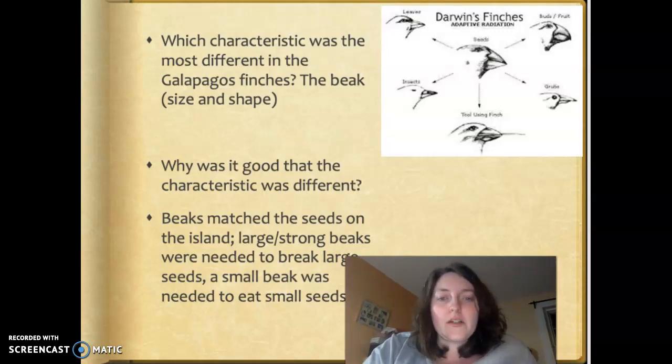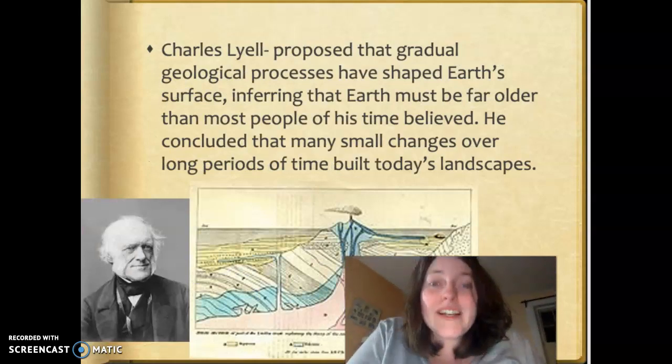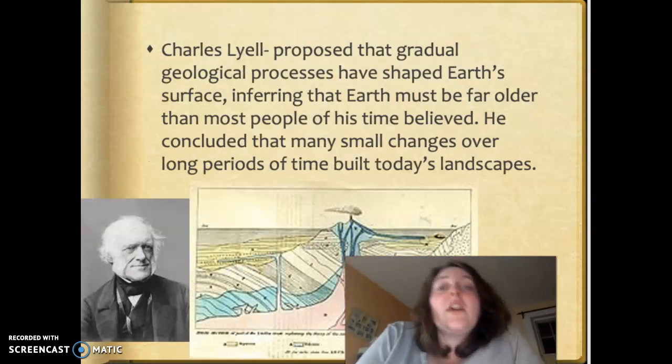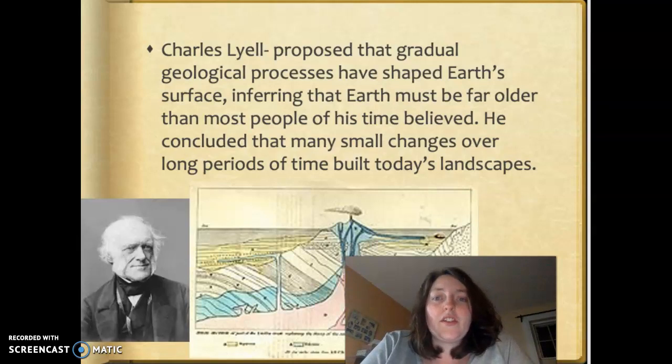Large, strong beaks were needed to break large seeds. Small beaks were needed to eat small seeds. There were some that were used to grab branches and spear insects to eat. So each beak had its own specialization. And this all helped Darwin's theory along. So other scientists were at work proving theories along the way that helped Darwin understand how the world was changing and help us understand how the world is changing.